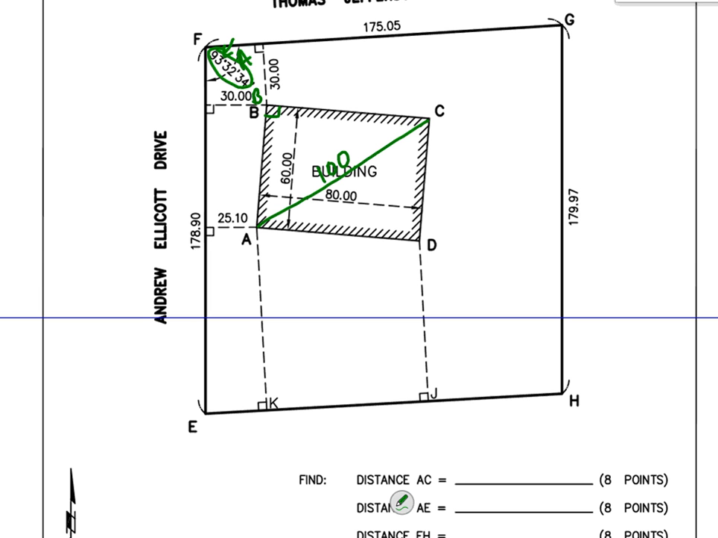Are you with me on that? The Pythagorean theorem. I can do that as the Pythagorean theorem. So this is the square root of 60 squared plus 80 squared. So it's 100. And these are right angles because it's the building, right? Correct? Yes, and that was distance AC, 100. And how do you have to write it? 100.00.